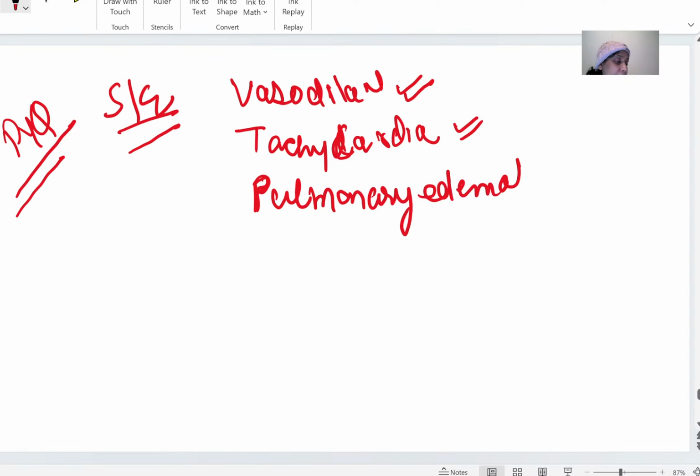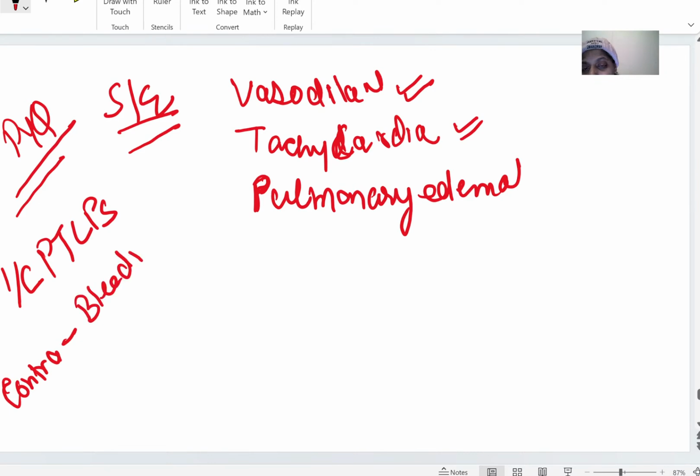The indication of tocolysis is preterm labor pains. Contraindication is bleeding in pregnancy. Bleeding in pregnancy. Okay? Is it okay?